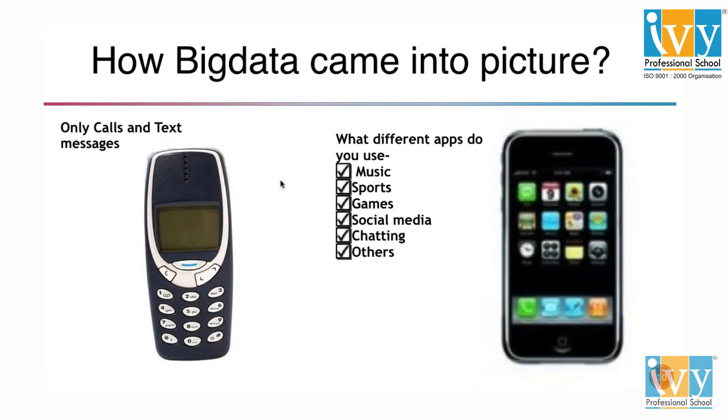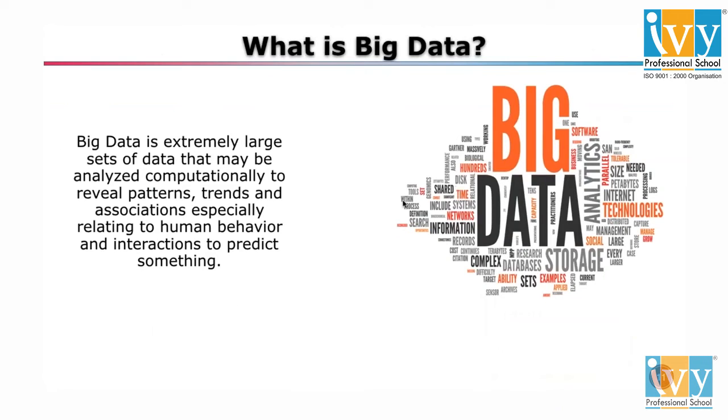Previously you had only calls and text messages you could do with your mobile phone. That was all that you could do. But now you have so many apps on your mobile phone for music, sports, games, social media, or you do so many tweets and messages, all those chats. So all that data is growing, right? Because you have different applications, the data is growing, and so the term big data has come into the picture.